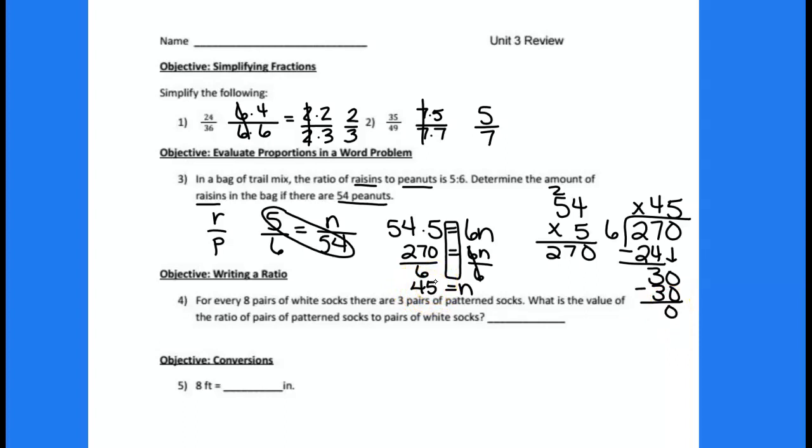Next objective, writing a ratio. For every 8 pairs of white socks, there are 3 pairs of patterned socks. What is the value of the ratio of pairs of patterned socks to white socks?